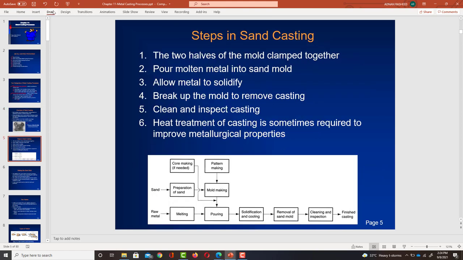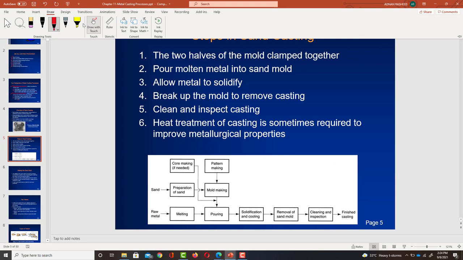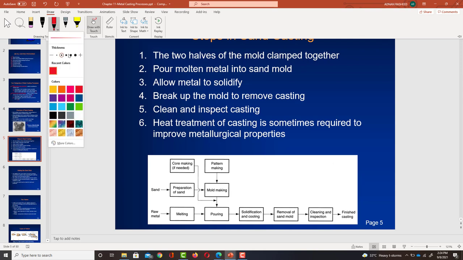Okay, the steps that are involved, I don't know why this is giving a message again and again.